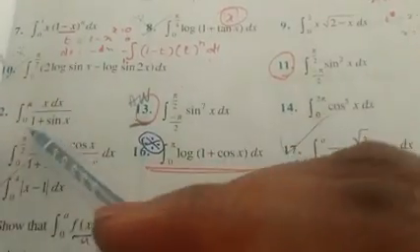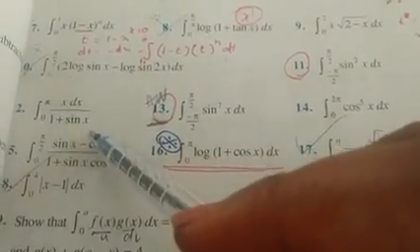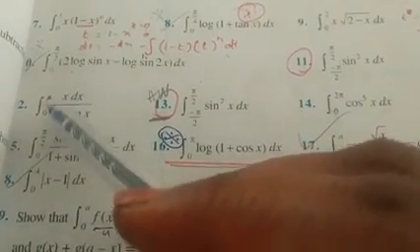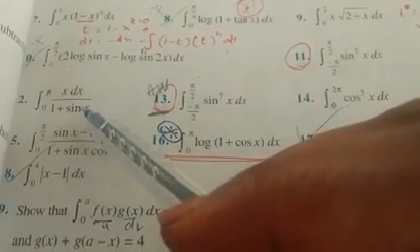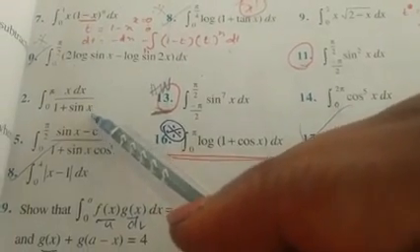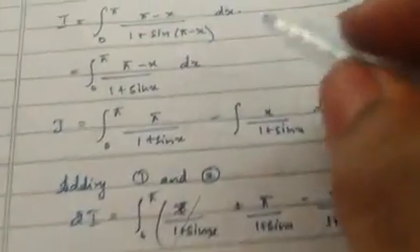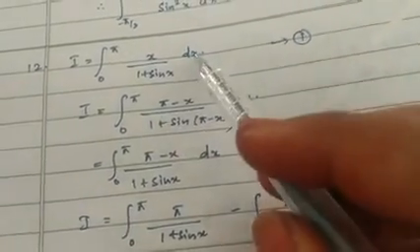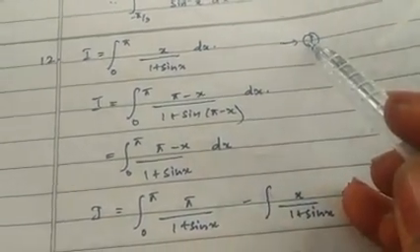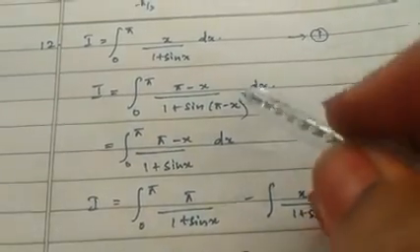12th question is integral 0 to pi x dx divided by 1 plus sin x. If you have x and if it is from 0 to pi, I told you to apply the property integral 0 to a f of x dx is equal to integral 0 to a f of a minus x dx. So, in the place of x, you should apply a minus x, that is pi minus x. Therefore, this is the first integral. Mark it here so that you can add the first integral and the second integral after applying the property.